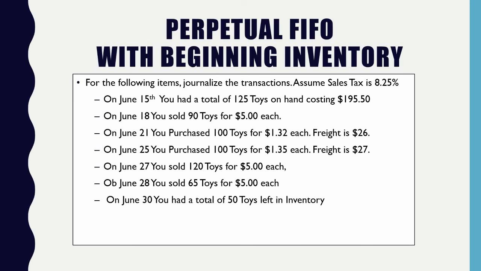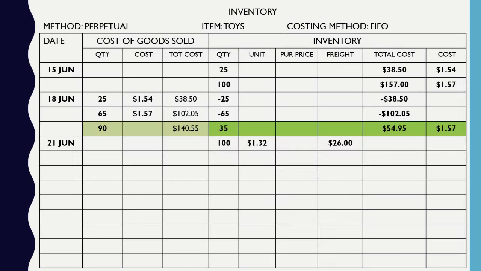Other scenarios would be we continued our process. So on June 21st, we made another purchase of 100 toys. Okay. So that's going to be popped onto here. And of course, it's going to be for 132 plus 26, give us a total of 158, making our cost per item 158. And again, I'm going to choose another color. Don't use any colors that are pre-existing. Like, don't put in red again because you've already used red.